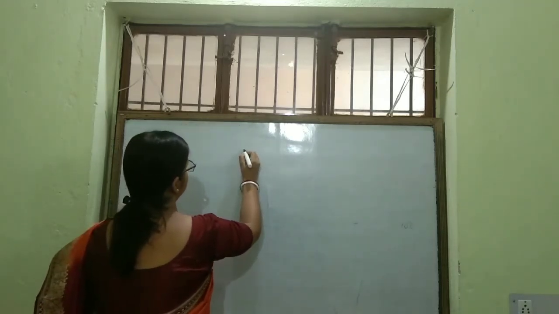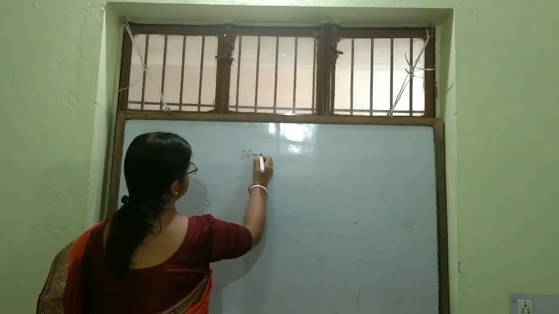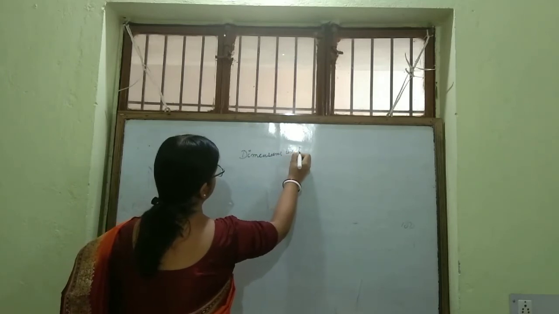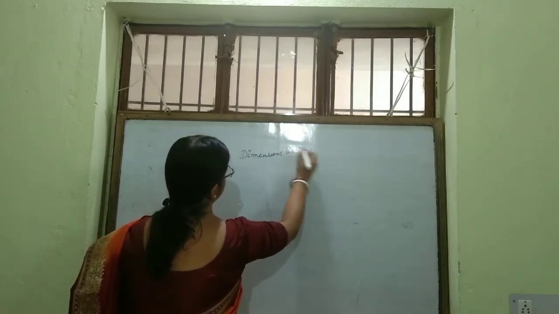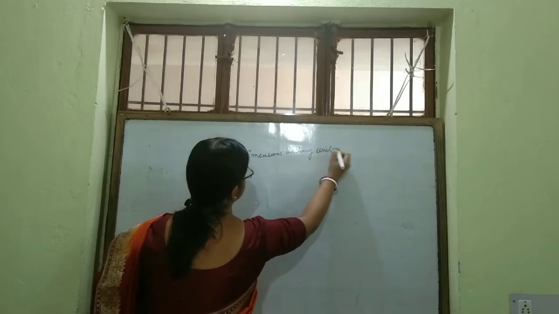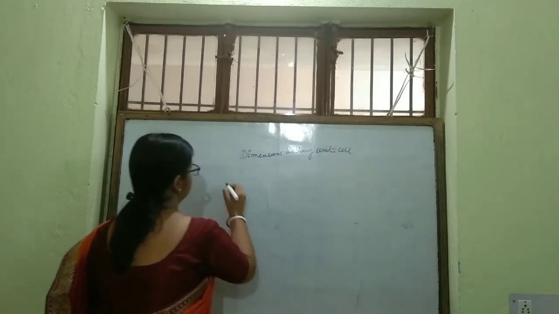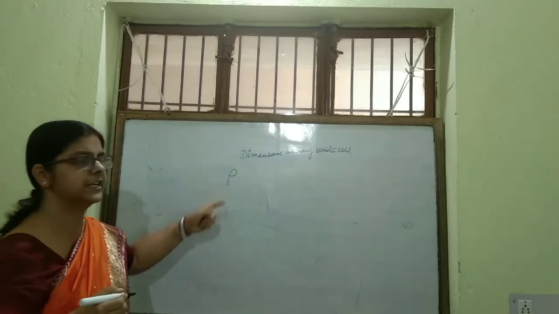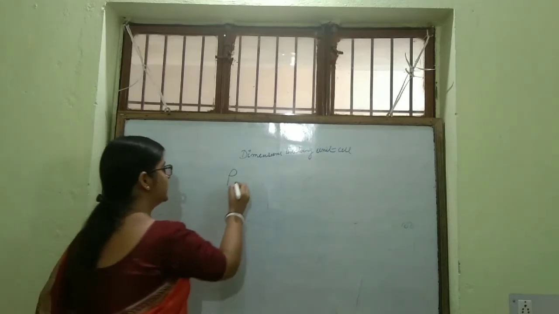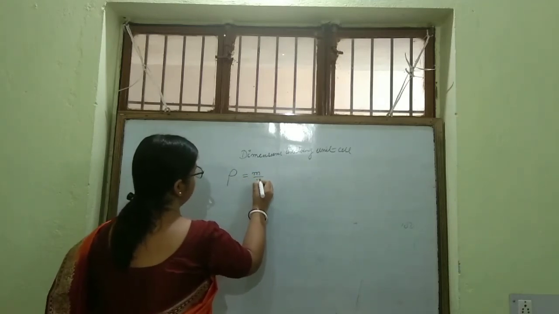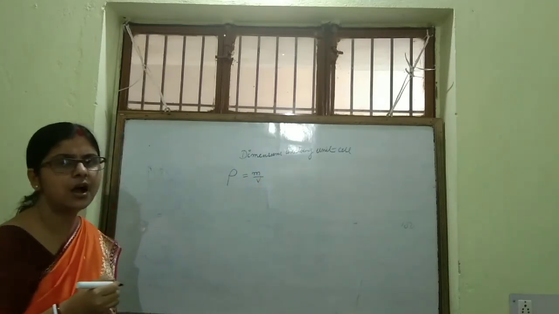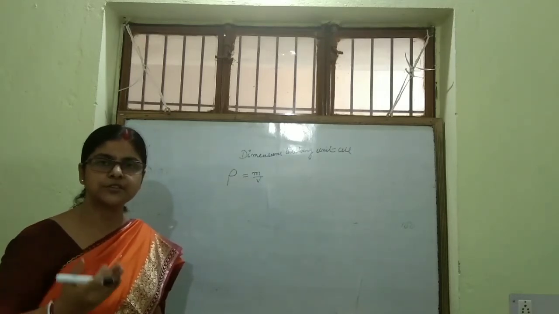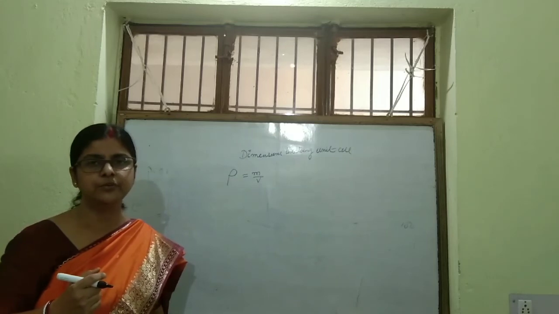How to find out? You can write dimensions involving unit cell. Here we will talk about density. Density is represented as rho. What is density? Density is equal to mass by volume. All of us know. How will you find out the density of the unit cell? We'll have to know the mass of the unit cell divided by the volume of the unit cell.